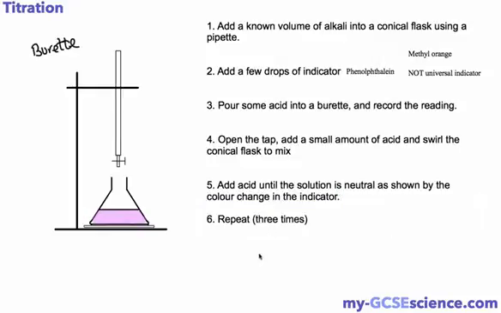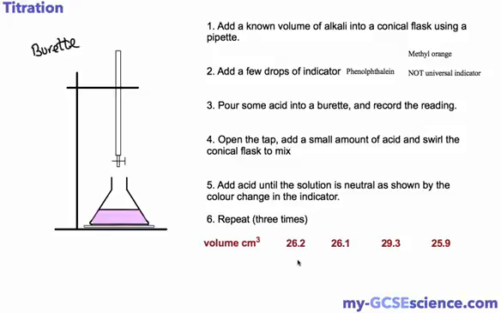Next stage is to repeat at least 3 times. Now, the reason why we repeat is because often on the first go you don't get it quite right. You go maybe a bit too far, but once you realize roughly how much you're going to have to add, you can refine your measurements. Here's a sample of results that you might get. So we've got the volume of acid added is 26.2, 26.1, 29.3 and 25.9. And what we can do here is take the readings and take the mean reading to give us a better value.